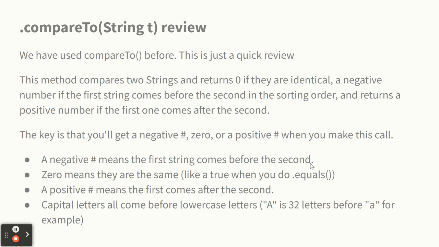If I did apple with a capital A dot compareTo apple with a small a, you'd think, well, they're the same. But let's look at the last line up here. Capital letters all come before lowercase letters. So again, it would be a negative number. In most cases, you're not going to be worrying about what the number is, just whether it's negative or positive. That tells you which direction, if you were sorting these things.